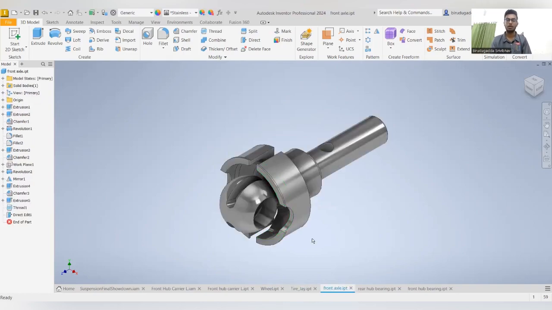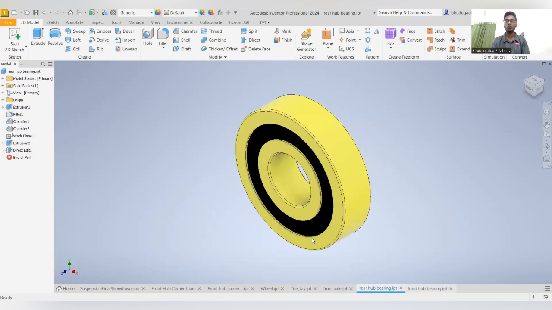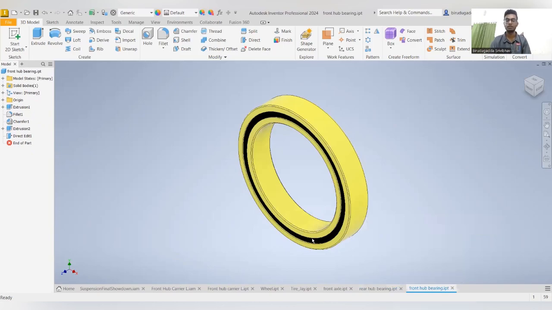The front axle transmits the energy from the engine to the wheels, which helps the vehicle to move or turn. There is a lot of friction and heat generated when the wheels are rotating. The rear hub bearing and front hub bearing help in reducing the friction and heat and making the rotation smooth.